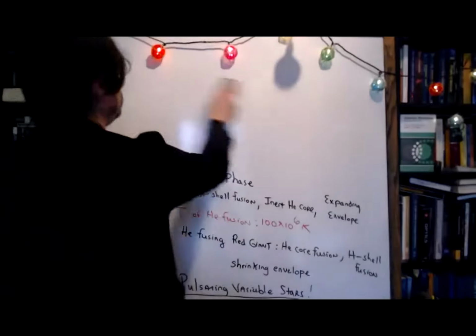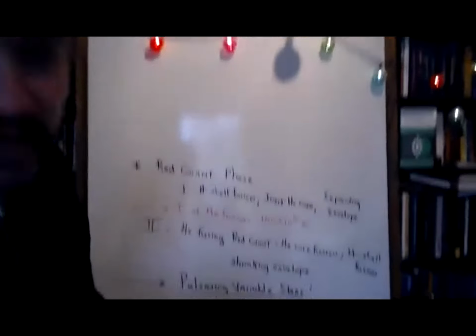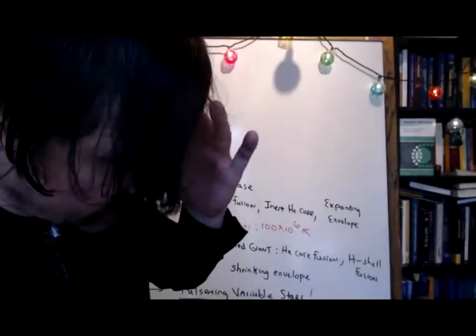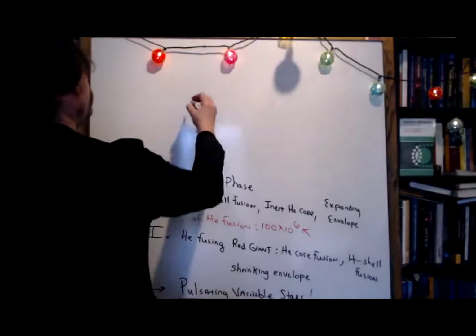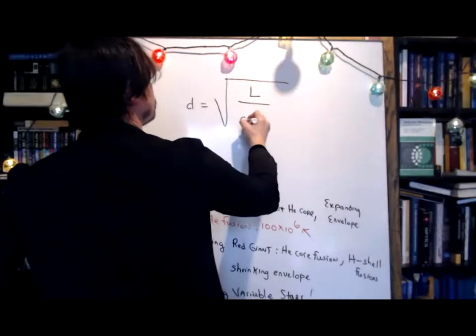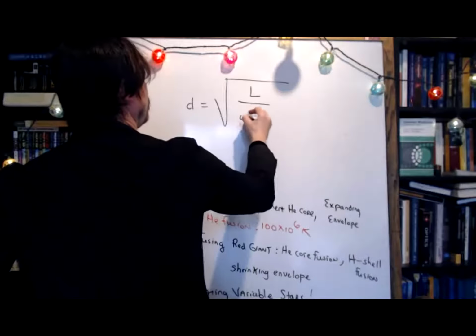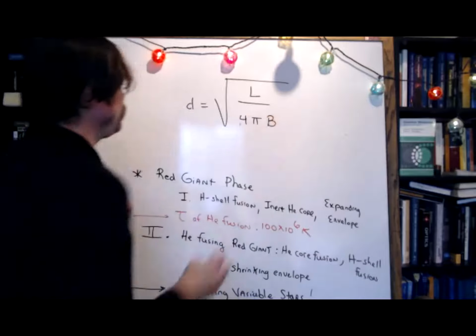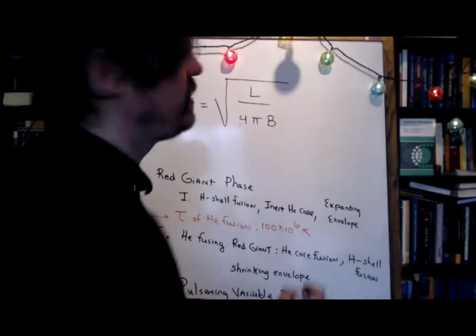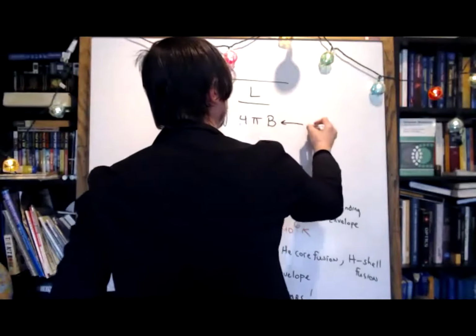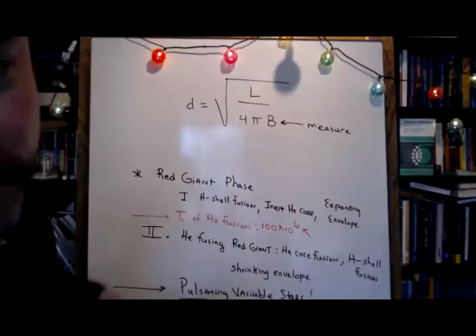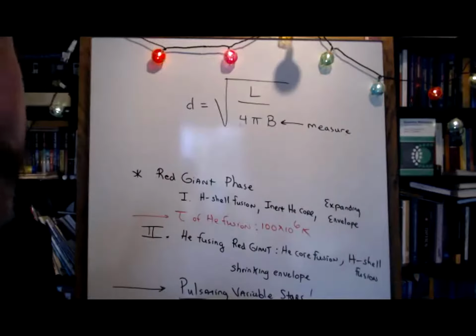Remind yourself that the way astronomers find the distances to stars is through the luminosity distance formula. They reverse the inverse square law, and they find that the distance to a star is its intrinsic luminosity over 4 pi b. Now the brightness, this is something that you can measure. You can measure it by taking a photograph or even just looking at the star, you can get its magnitude.